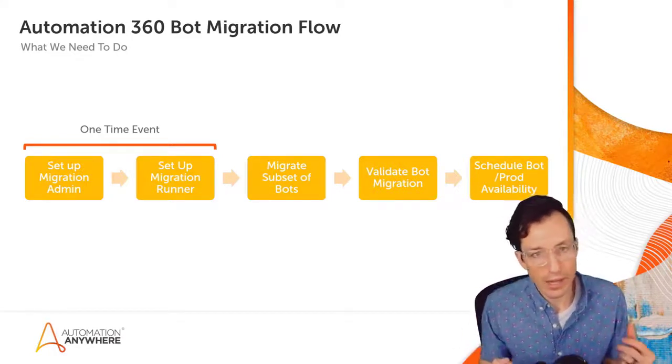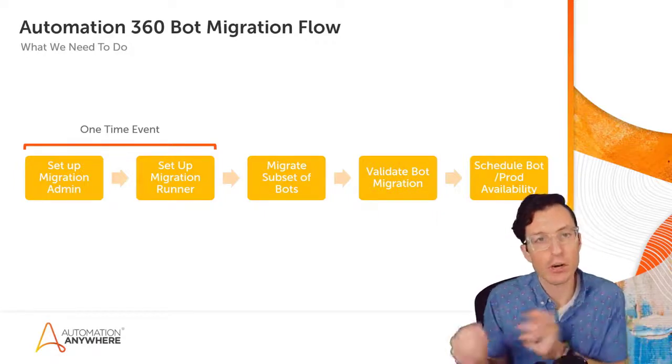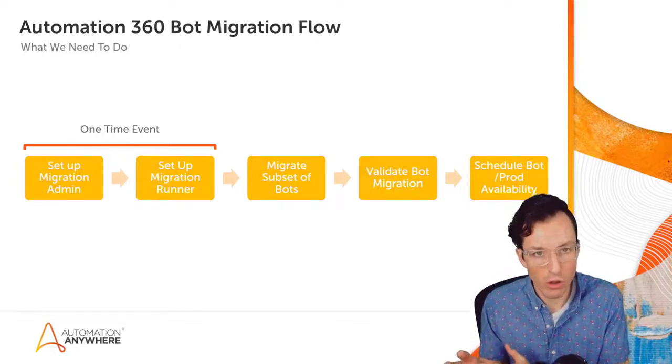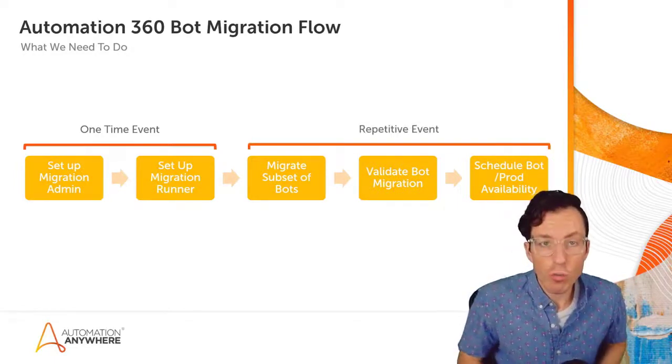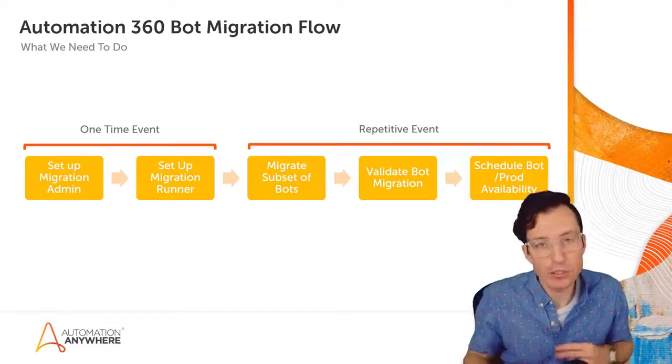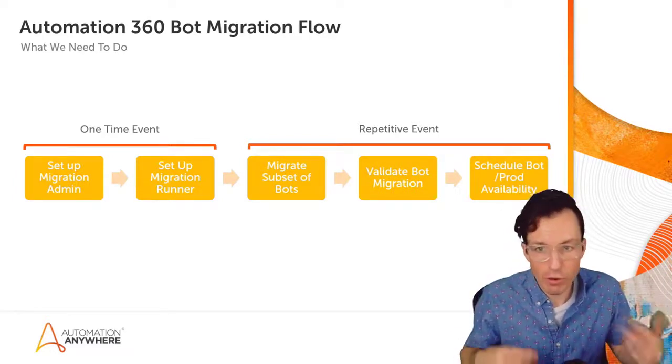But those two accounts enable me to essentially go through this migration wizard and migrate as many bots as I want to all at once. Now, I probably don't want to migrate everything all at once. I would prefer to do this as kind of an iterative, repetitive event.